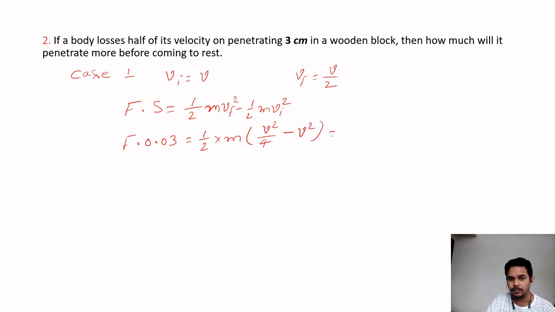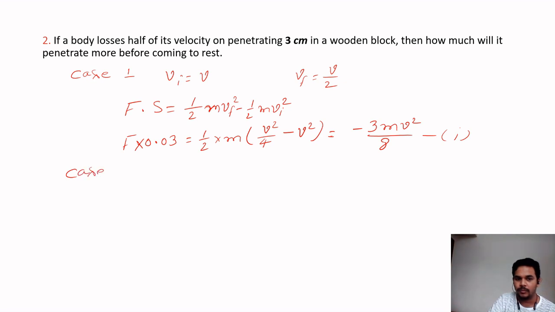So force into displacement, if you subtract these values, it will give you minus 3 m v square by 8, because minus 3 by 4 is what you get when you subtract. So this is the first case. In the first case, this was the work done we got. So let's discuss case 2.